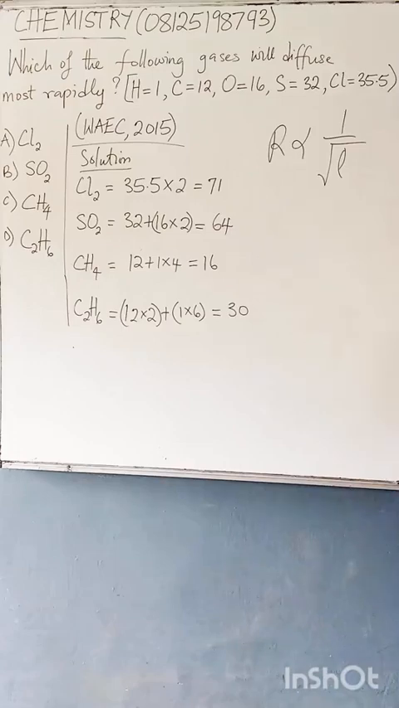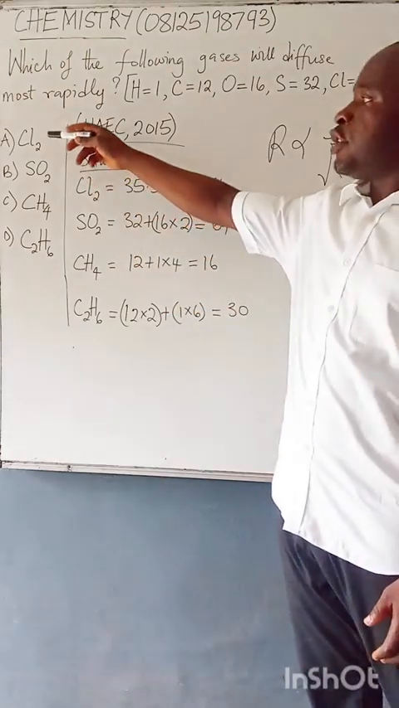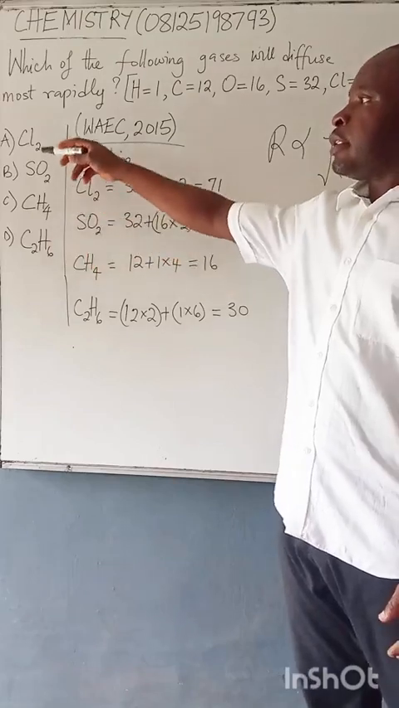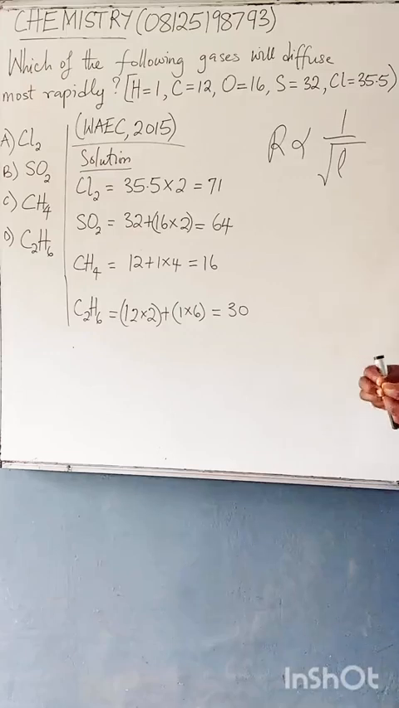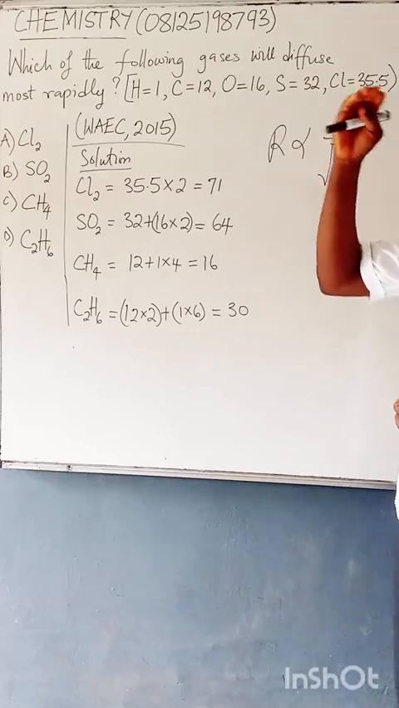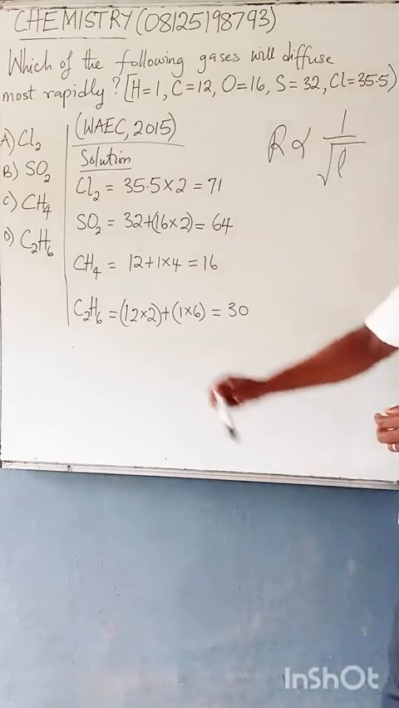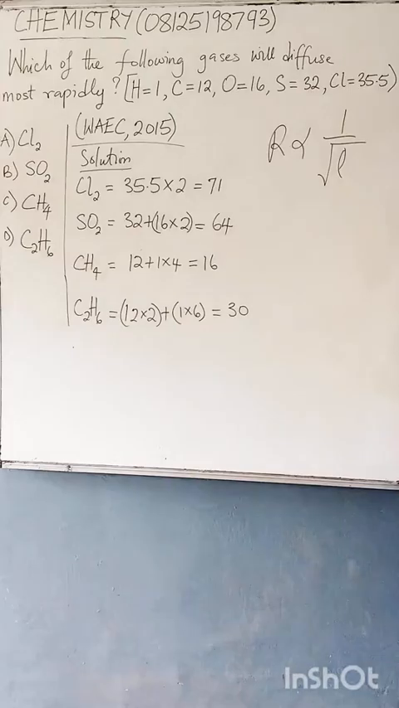So what we're going to do now is let's find the molar mass of each of the gases here. The lightest gas, the gas that has the smallest relative molecular mass, will have the highest rate of diffusion. Then the one that has the highest relative molecular mass will have the lowest rate of diffusion. Do you understand?